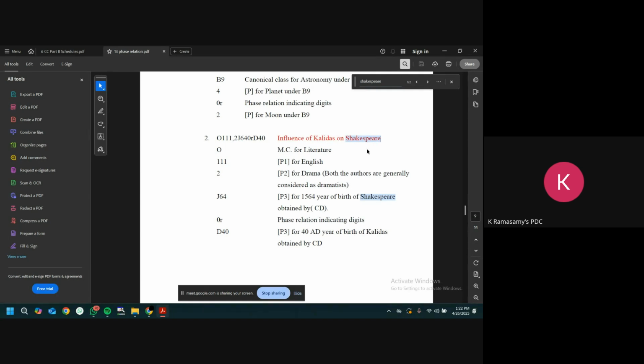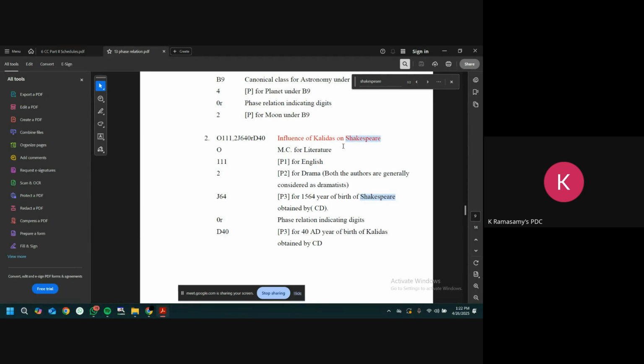So you can see here, there is a book on the influence of Kalidasa on Shakespeare. To what extent Kalidasa has influenced Shakespeare, for example. Here, what is the main class? Literature. What is the first author? Shakespeare. Second author? Kalidasa. Because we say that the subject which is influenced should be written first. Which is influenced? The impact of Kalidasa on Shakespeare. Shakespeare is being influenced. So Shakespeare should be written first.